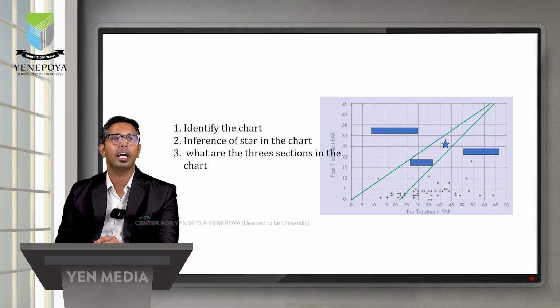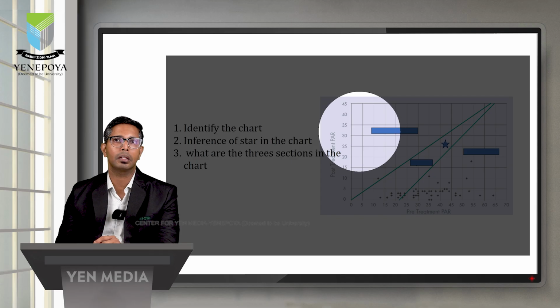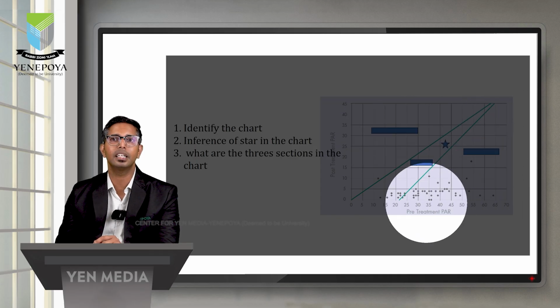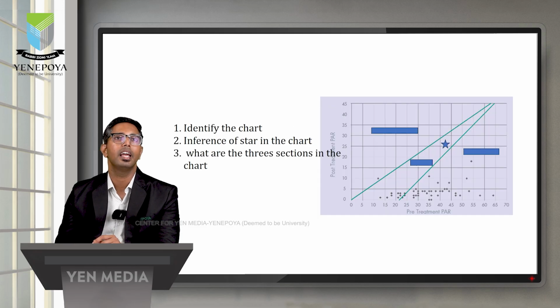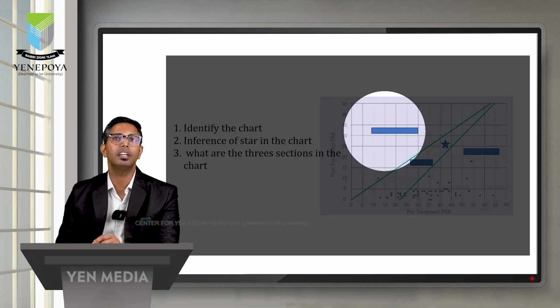Next question is identify the chart. If you know this, you just have to concentrate on the chart and see what is written in the chart. As you can see here, they would have written this thing. So it is a PAR chart. Inference of the star in the chart. I will get back to this.